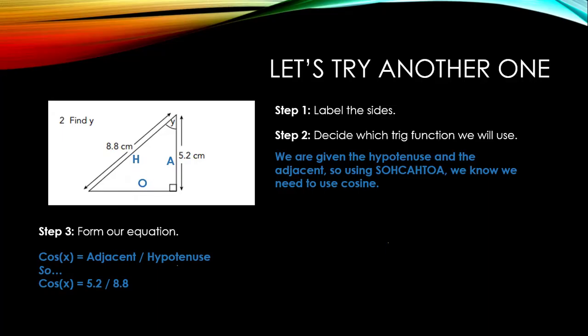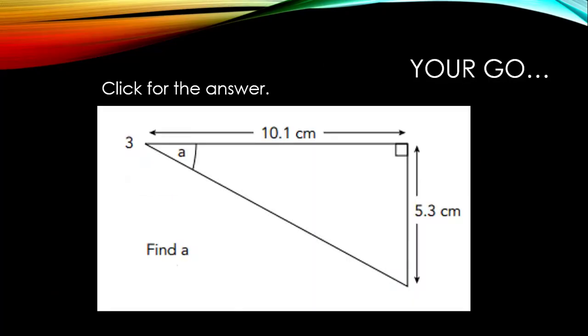So now that we can use our cos, it is adjacent over hypotenuse. Adjacent is 5.2 and hypotenuse is 8.8. Now we can work with that. So if you do cos x equals 5.2 divided by 8.8 in your calculator, and then you put a shift, cos, you're going to get 53.8. Yep. All right then. I hope you got that. Let's try another one.